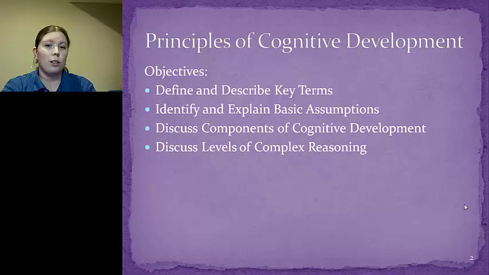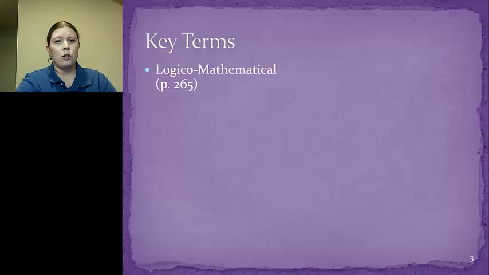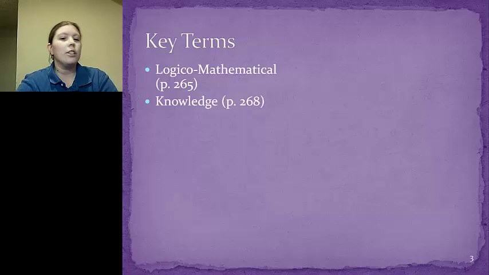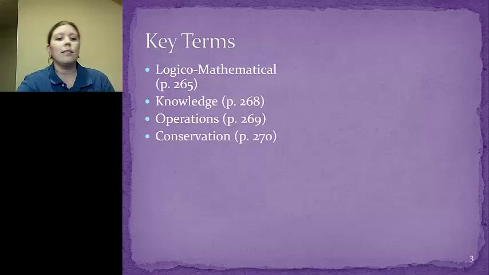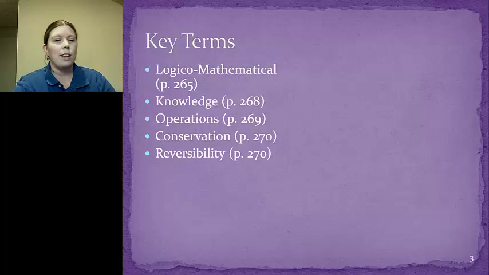The key terms include logico-mathematical, which is the child's construction of classes and relations involving number and quantity. Knowledge refers to natural logic, that is the child's developing intelligence. Operations are the cognitive structures described by Piaget that govern logical reasoning in the broad sense. Conservation is the recognition of an unchanging feature of a situation by the child. Reversibility is the capability of a child to simultaneously coordinate an operation and its inverse.